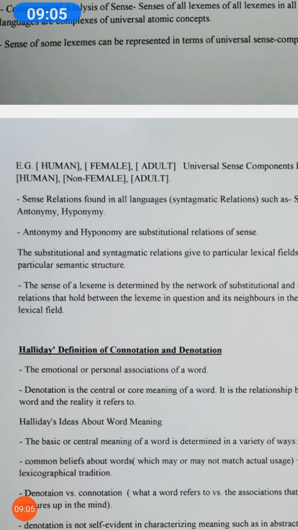The sense of a lexeme, then finally, for John Lyons, is determined by the network of substitutional and syntagmatic relations that hold between the lexeme in question and its neighbors in the same lexical field or in the taxonomy.